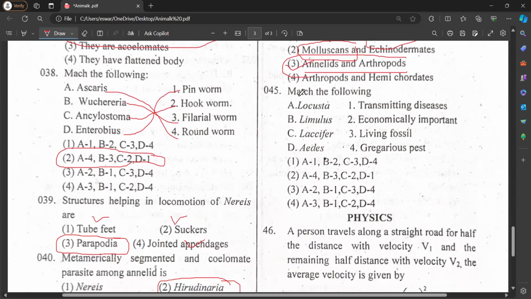Right, last question. Match the following. Locusta is commonly called locust, gregarious pest. Limulus, economically living fossil. Laccifer, lac insect, which produces lac. It is an economically important insect. Aedes, it acts as a vector. Therefore, we can consider it as the first one, transmitting diseases. The correct option is A, Locusta 4, B, 3. The second option is the correct one.